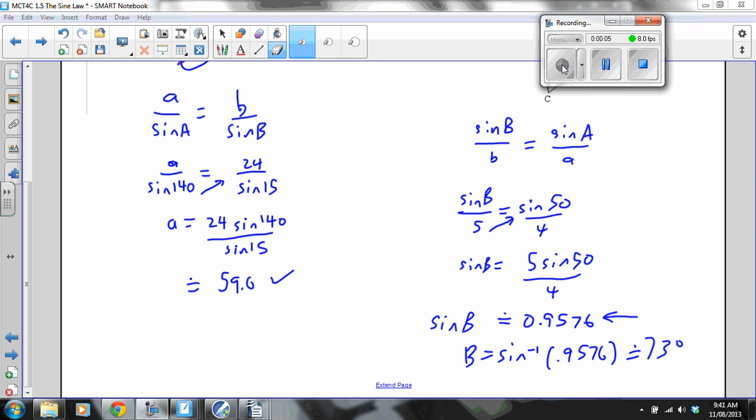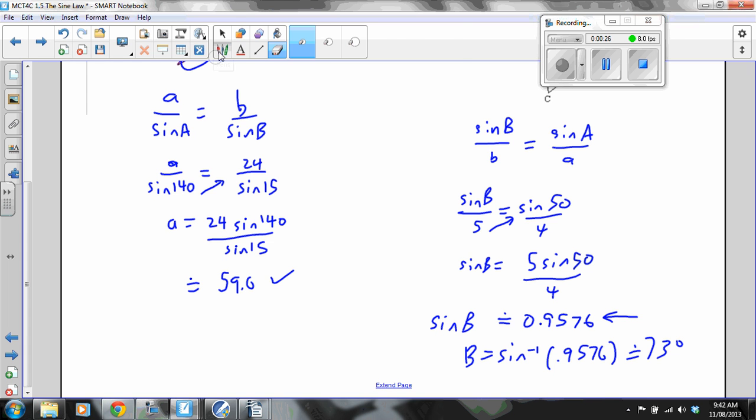MCT4C, lesson 1.5, part 2. We were just finishing up an example where we used the sine law to find an angle B. We came across a statement that was familiar from earlier trig work this unit, where it had two solutions. And this is what we want to talk about right now.